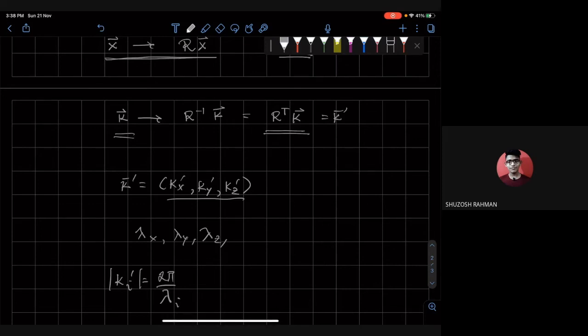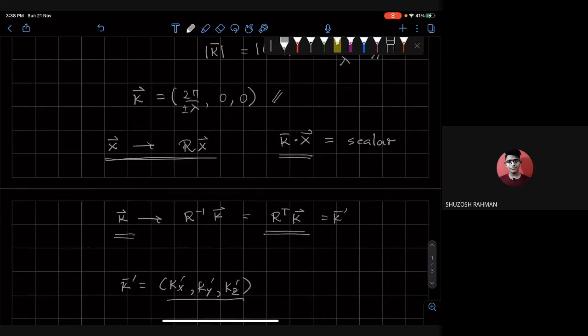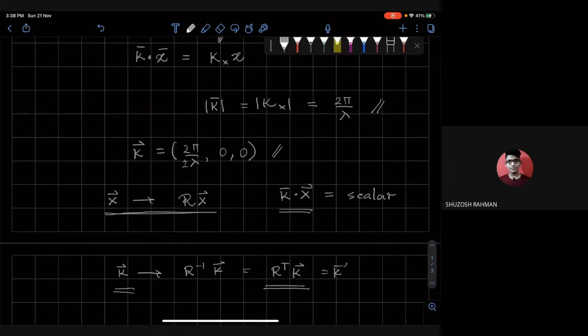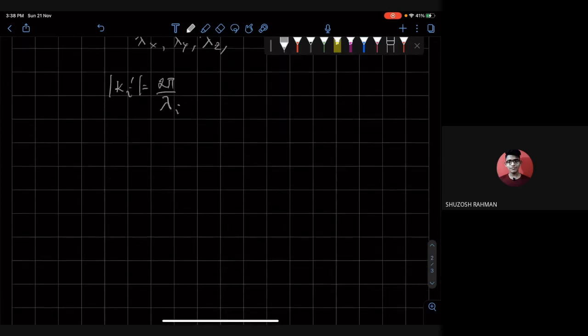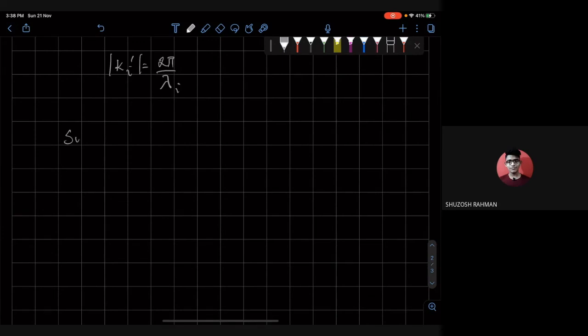Okay, Shujash? Yes, sir. So what it is doing is just a way for you to measure the wavelength. And the k vector is nothing but the reciprocal wavelength times 2 pi. And it's mostly clear when you choose a particular reference frame, okay? So to summarize, let me summarize what I said.